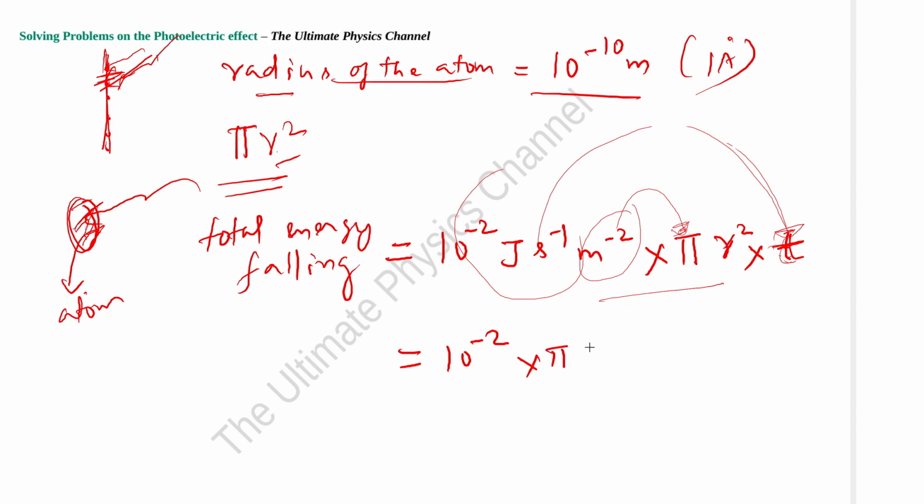Now, using these numbers, we can get this total energy falling to be about 10 power minus 2 times pi r squared. r squared is 10 power minus 10 whole squared, so that is 10 power minus 20, times t. Now, if this much energy is falling, we can set it equal to the work function of the metal, because if that much energy is minimum falling, then that would cause the emission of a photoelectron.